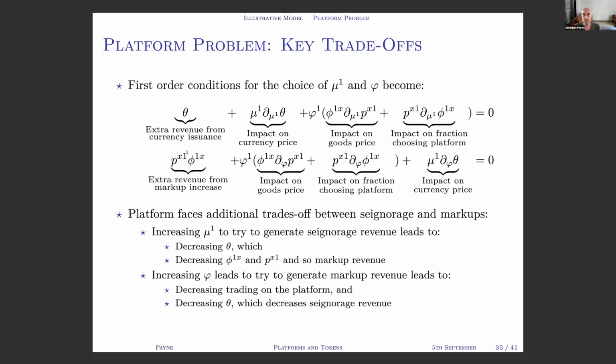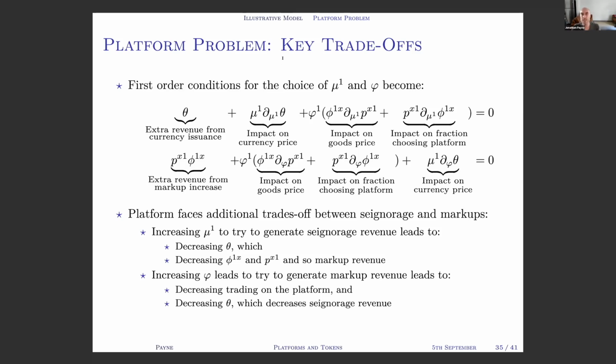But then we get this extra channel. Well, if we look down here, if you increase the markup, yes, you get more revenue from the markup because you're charging a bigger markup on every sale. You also get this impact that if you charge a higher markup, fewer people go to your platform, right? So the first terms are the standard terms, right? I print more money, I see some adjustment in the price that partially offsets my seigniorage revenue, and I increase the markup, that partially decreases trade, and so I get less revenue on my platform. But then we get these other terms.